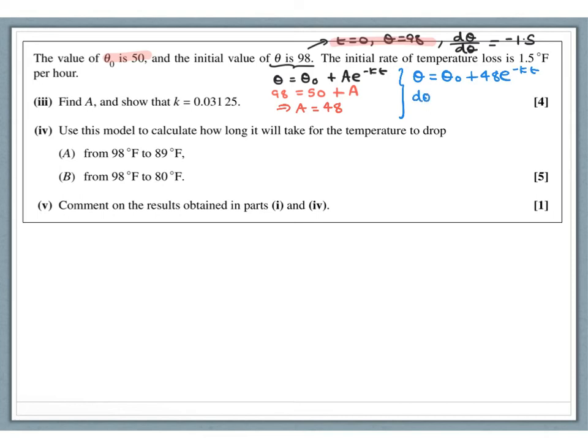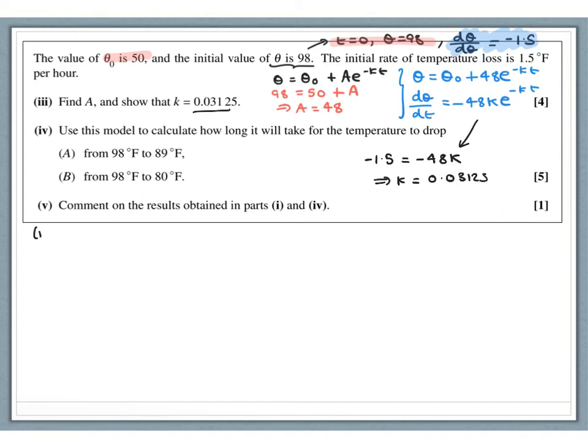Now differentiating that, d theta by dt gives us negative 48k e to the negative kt. And we're now going to substitute in this information up here when t equals 0. So that tells us that the rate is negative 1.5, which equals negative 48k, and of course e to the negative kt will still be 1 because t is 0. So k is equal to 1.5 divided by 48, which is 0.03125, which is what we were required to find.